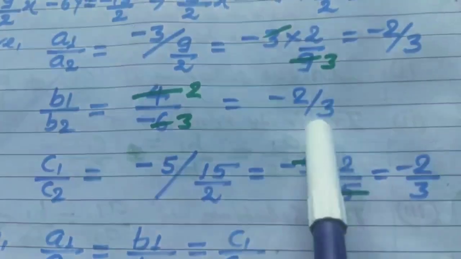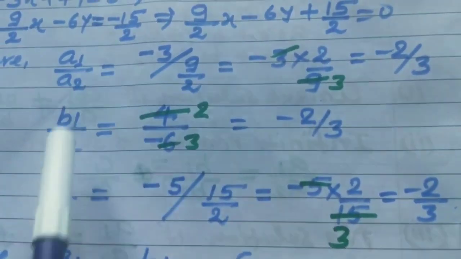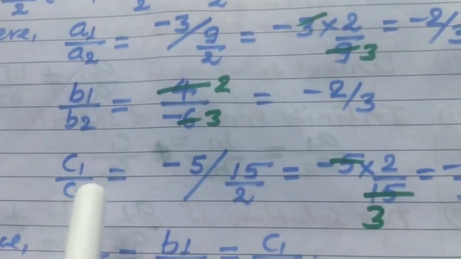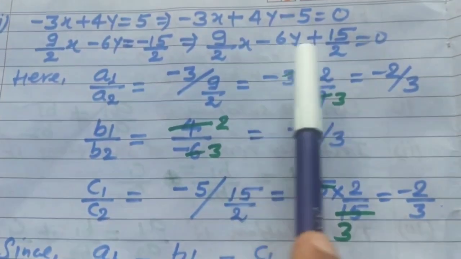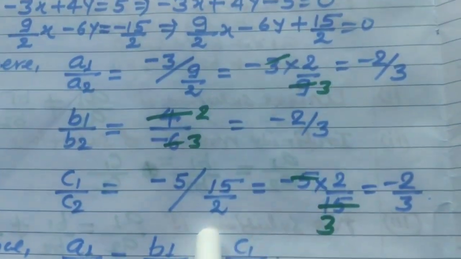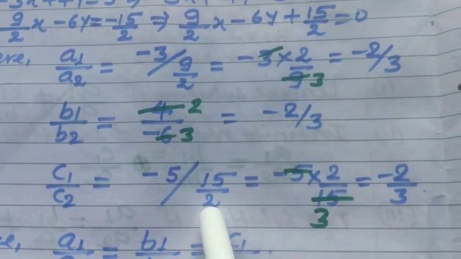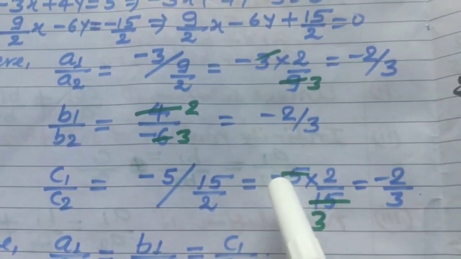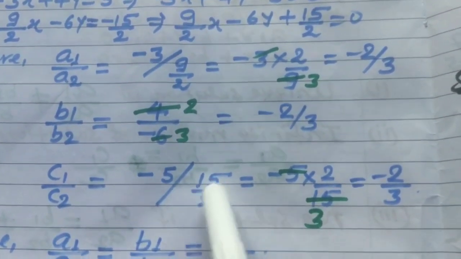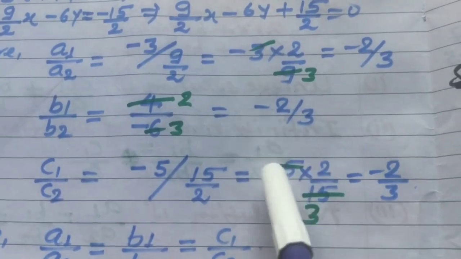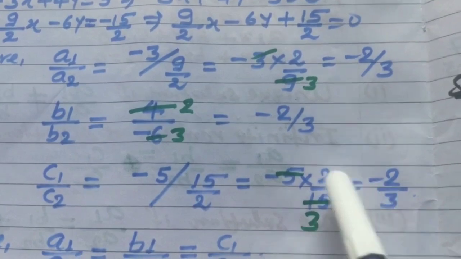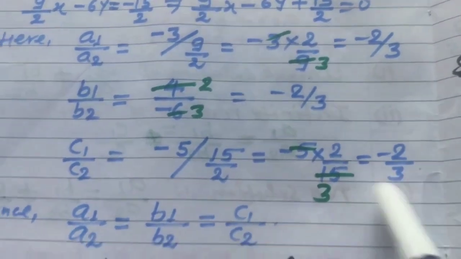Now these two are equal. If you get A1 by A2 equal to B1 by B2, then you have to find C1 by C2 also. Now let us find C1 by C2. C1 is minus 5 and C2 is 15 upon 2. So these two will be multiplied with numerator. So we have written minus 5 multiplied by 2 and in denominator we have 15. Now this 15 is cancelled by 5 in 3 times. Minus will be left, so put minus sign and 2 upon 3 is there. So write 2 upon 3.